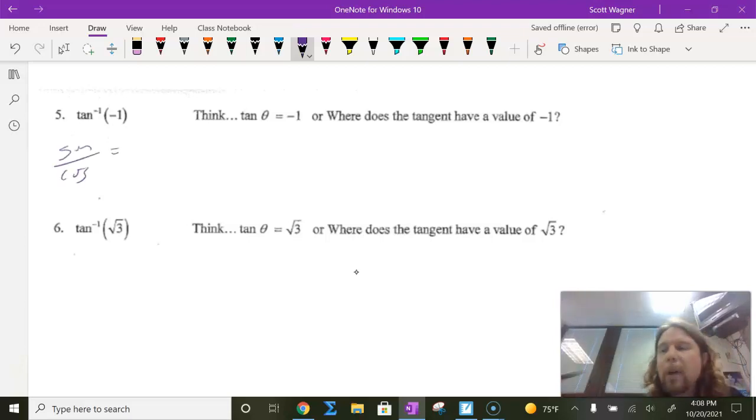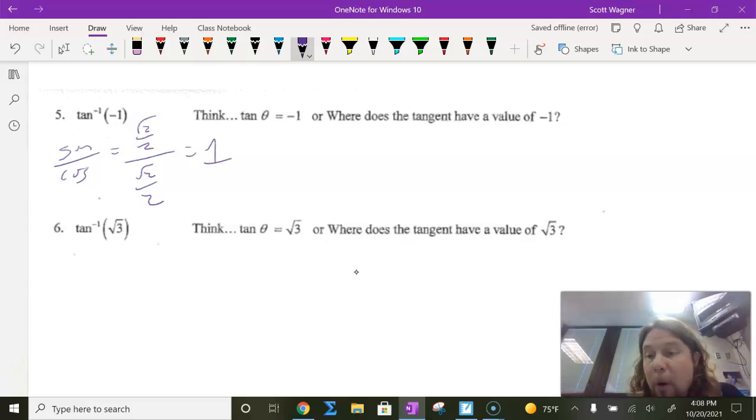All right, so what two ratios divided will give you a value of 1? Well, it's going to be the exact same thing, so it's going to be root 2 over 2 over root 2 over 2. That'll give you a value of 1, which is pretty cool. So we're looking at the sine being root 2 over 2, the cosine being root 2 over 2, and that's going to be smack dab in the middle at the theta being 45 degrees.